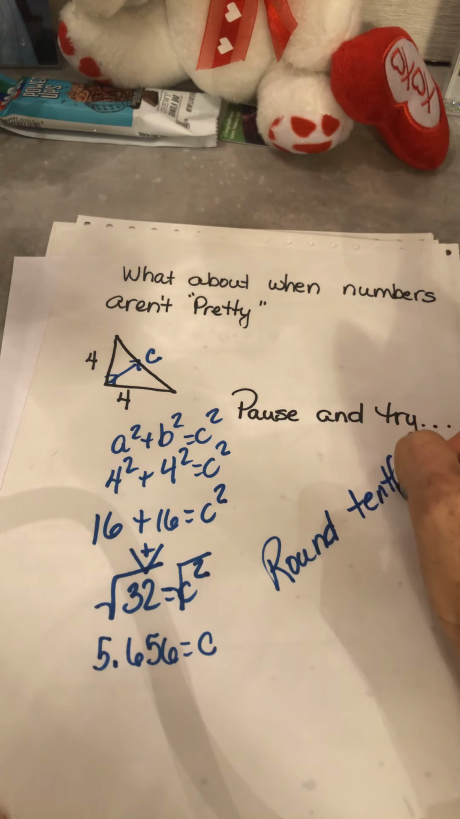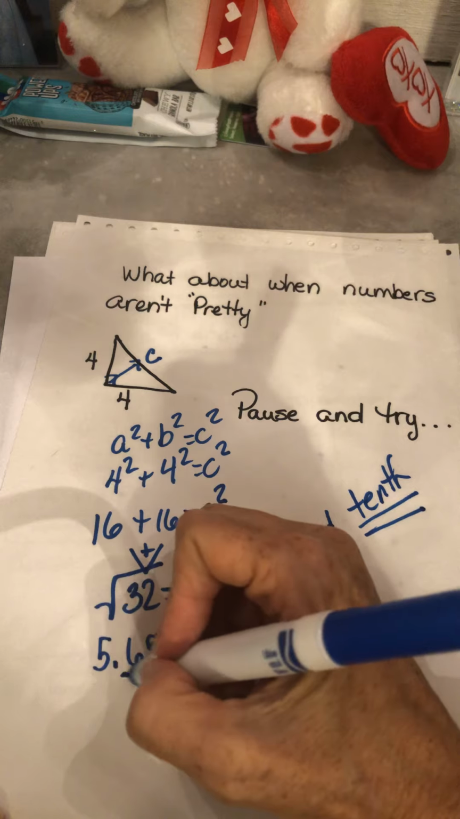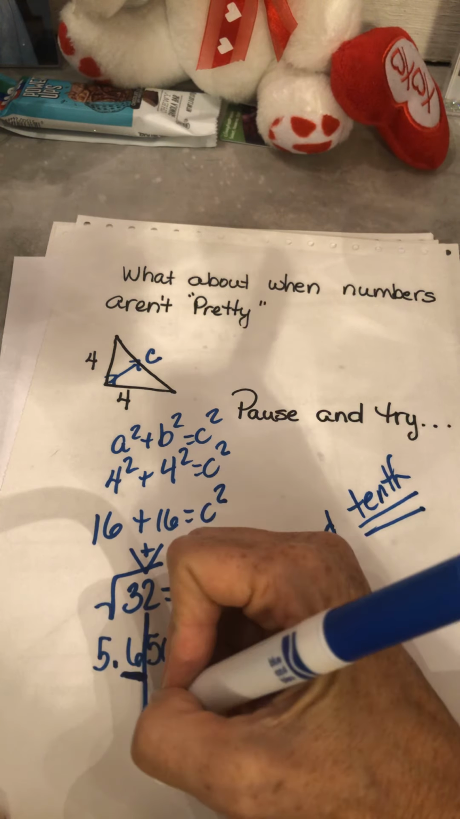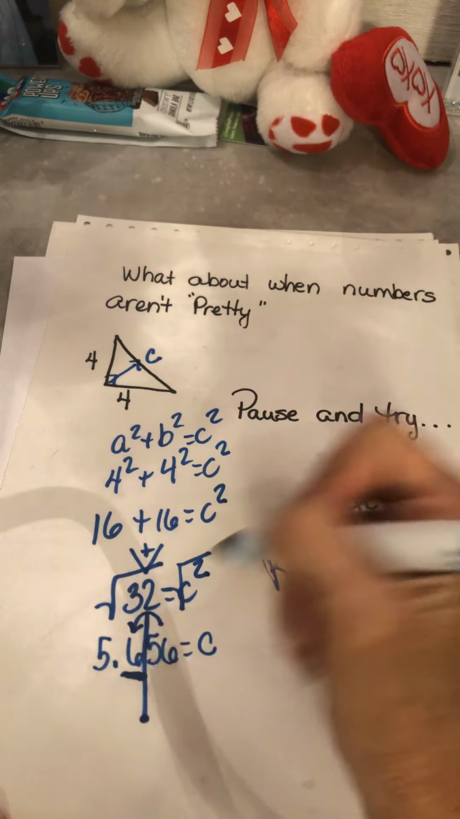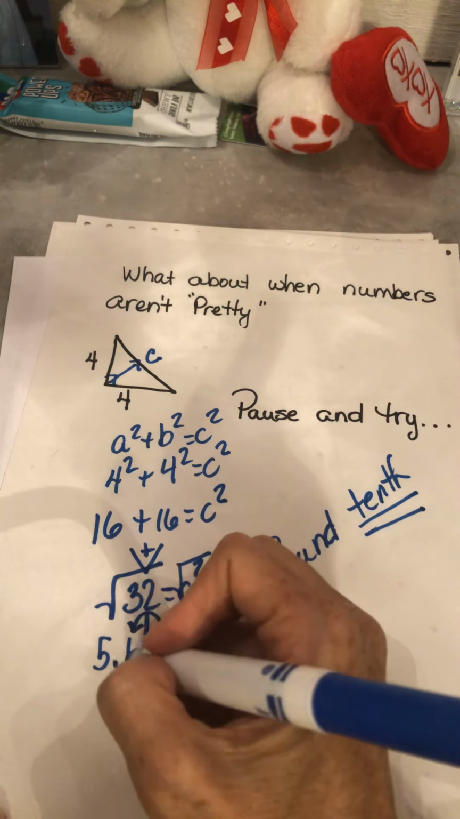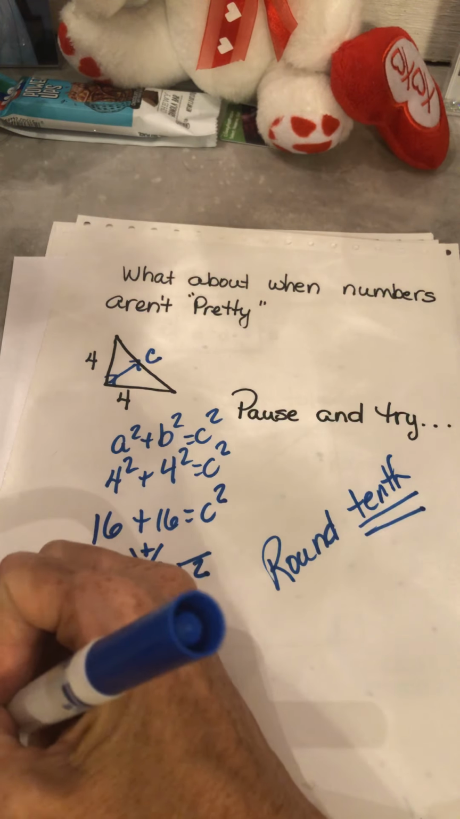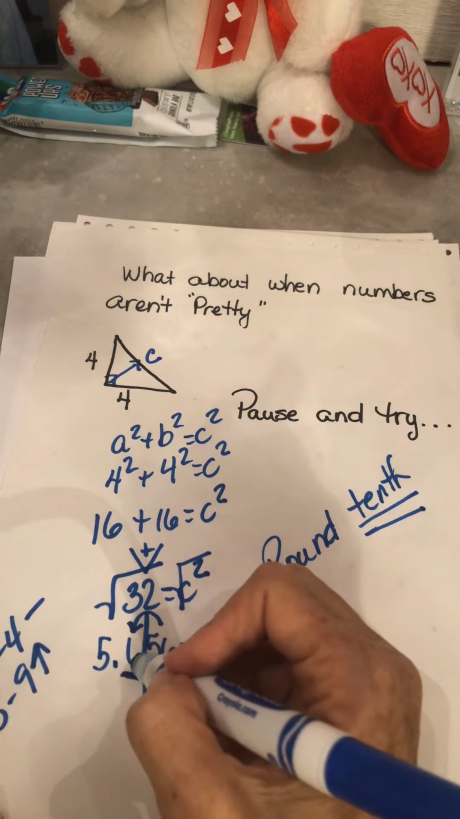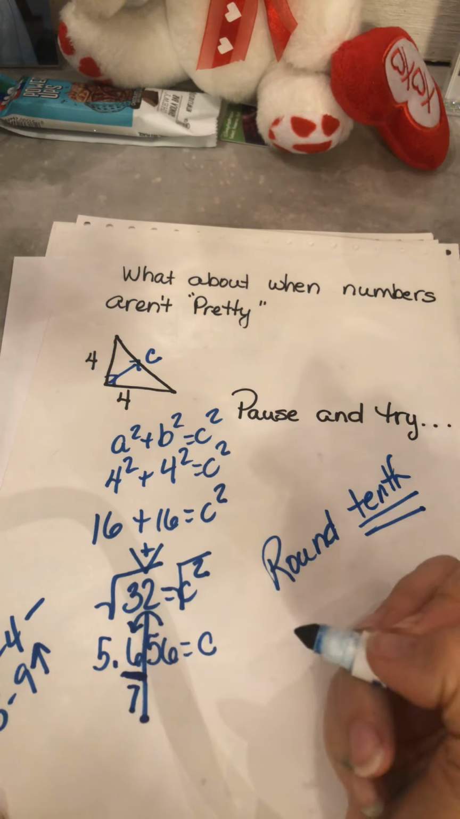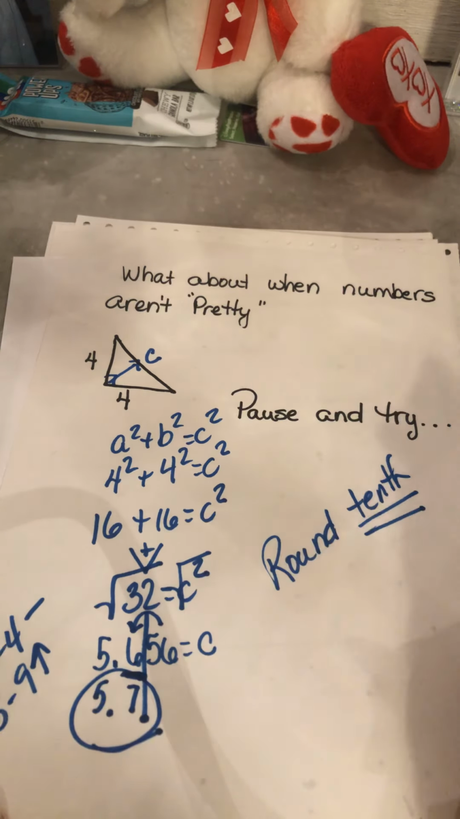Now, usually the GED will say round to the nearest whole number or the nearest tenth or the nearest hundredth. Today we're going to round everything to the nearest tenth. So the tenth is the first place after the decimal. That means I draw my line here. The 5 tells me what to do with the 6. Remember the rule: if it's 0 through 4, leave the number alone. If it's 5 through 9, bump it up. So the 5 says bump this up to a 7. So my answer ends up being 5.7.